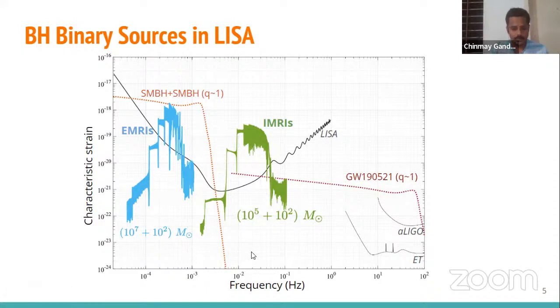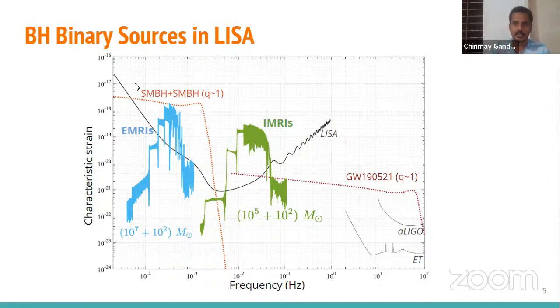So let me just go over the plot once. On the x-axis, we have our frequency. And on the y-axis, we have our characteristic strain. Here we have the PSD of LISA. And on the higher frequency side, we also show the detector noise for Einstein Telescope and aLIGO.